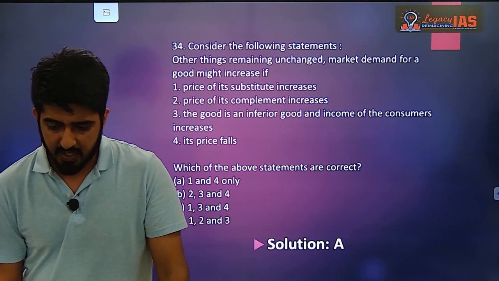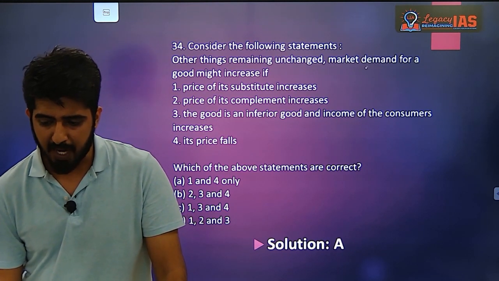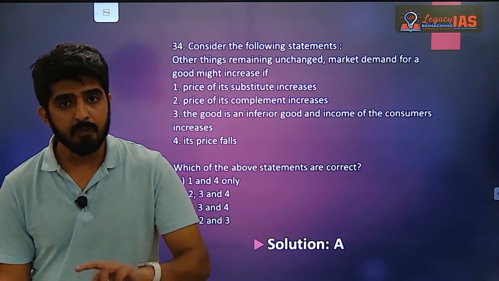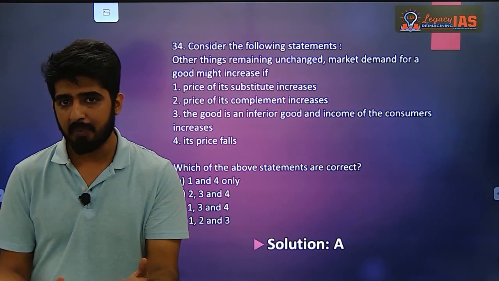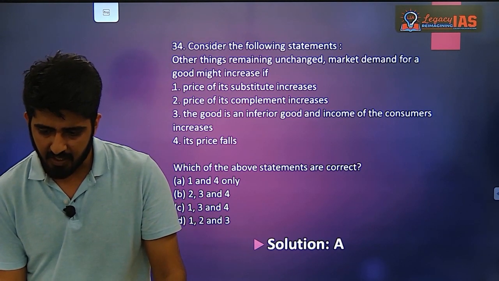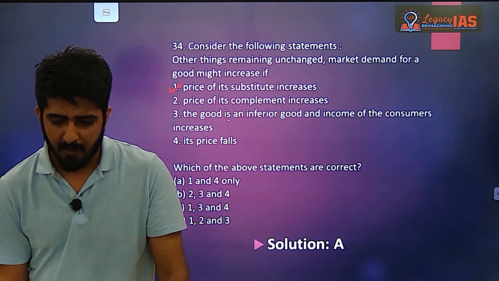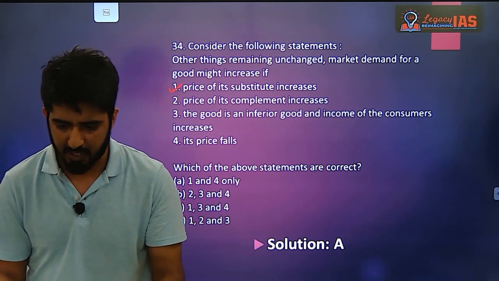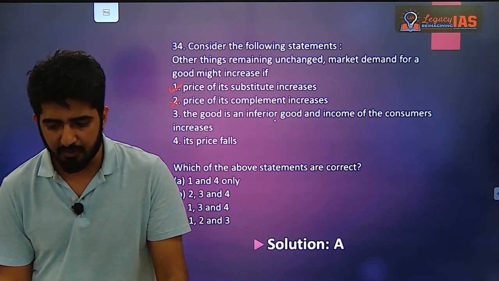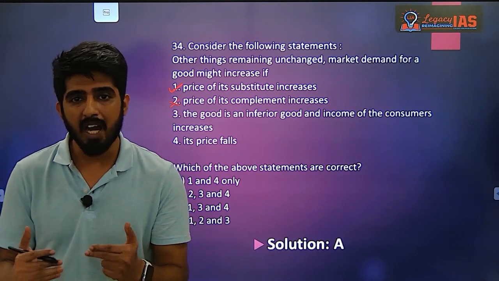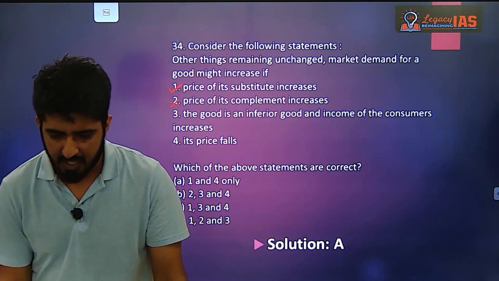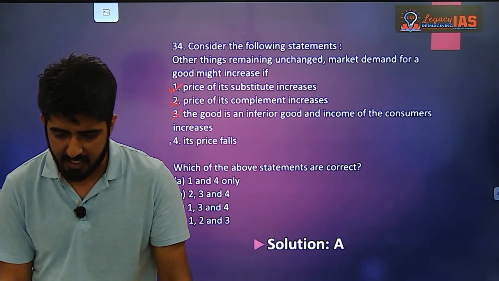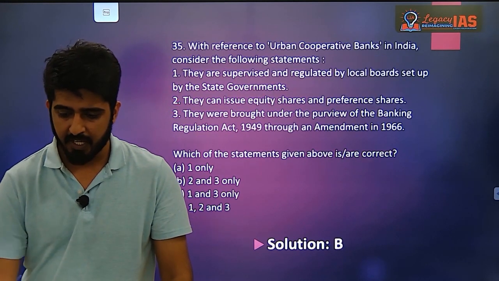34. If you keep all the other things constant, market demand for a good might increase if price of its substitute increases. If the price of a substitute good increases, obviously people are going to choose the other good. So the demand, of course, would increase. So 1 is right. Price of its complement increases, like petrol prices are increasing, will the demand for the car in question increase? No, it will drop. So 2 you can remove. Third, the good is an inferior good. An inferior good is the one whose demand reduces the moment the income of the people increase. So third statement cannot be right, and the fourth statement says its price falls. Any good's price falls, its demand automatically increases. So the solution is 1 and 4 only. A is the answer.